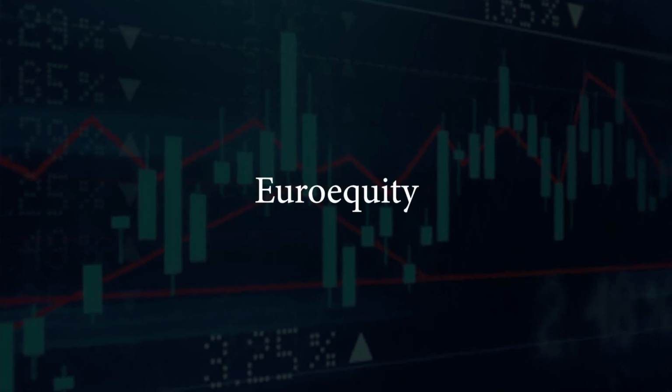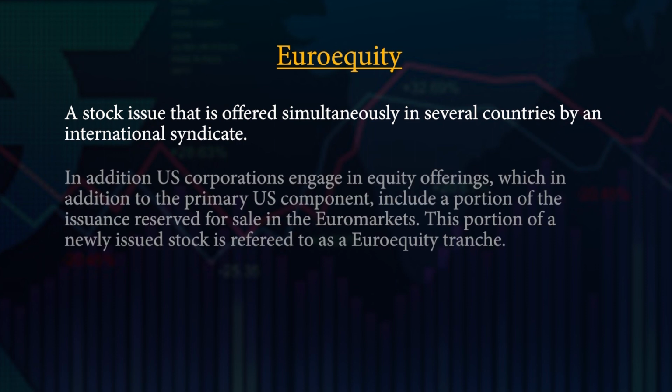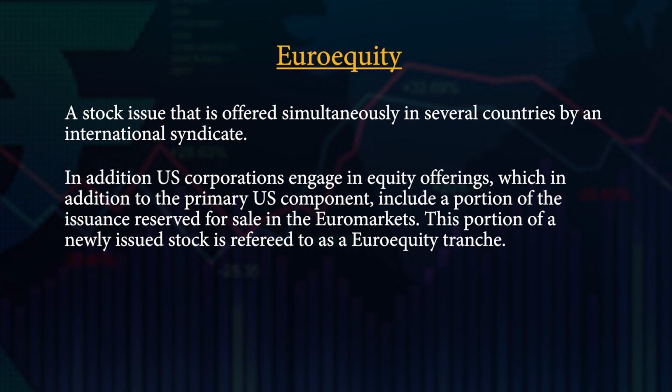What do we mean by a euro equity? What is a euro equity? It is a stock issue that is offered simultaneously in several countries by an international syndicate. In addition, we have US corporations engaging in equity offerings where, in addition to the primary US component, they include a portion of the issuance reserved for sale in the euro markets. This portion of a newly issued stock is sometimes referred to as a euro equity tranche.